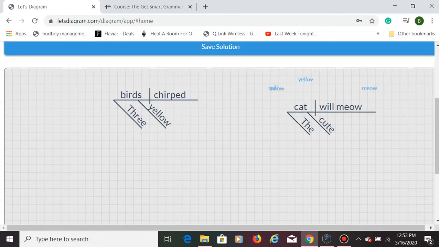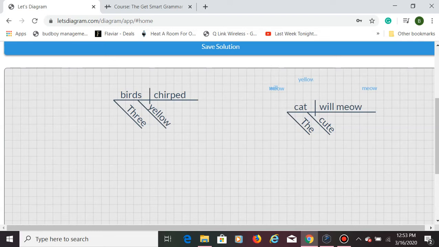Now, the answers the adjective question, which one? Which cat? The cat. Cute answers the adjective question, which one? Which cat? The cute cat. Perfect.